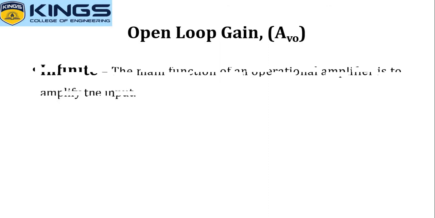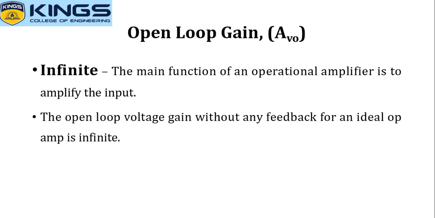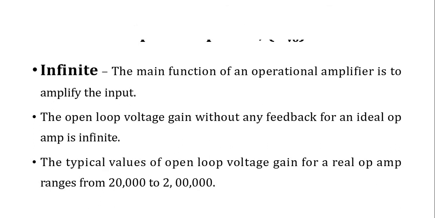The first one is the open loop gain AV0, the voltage gain. The main function of the operational amplifier is to amplify the input. The open loop voltage gain without any feedback for an ideal op-amp is infinite. The typical values of open loop voltage gain for a real op-amp range from 20,000 to 2 lakhs.